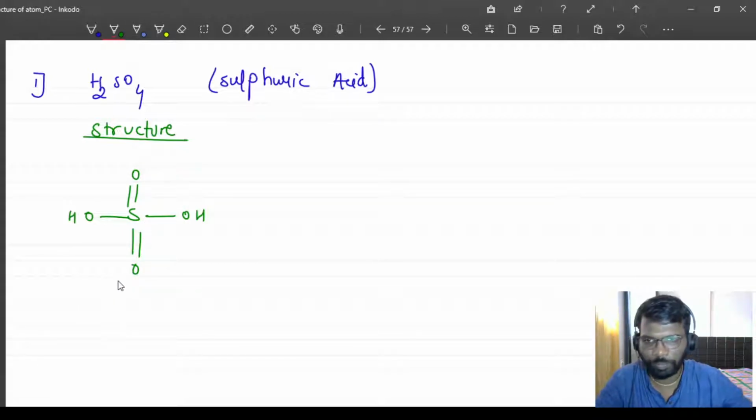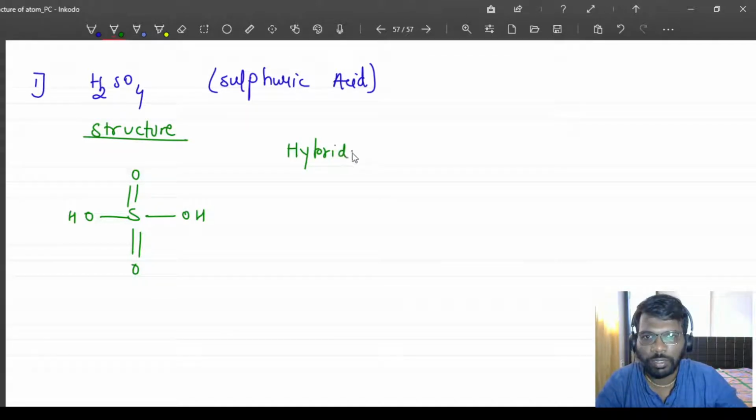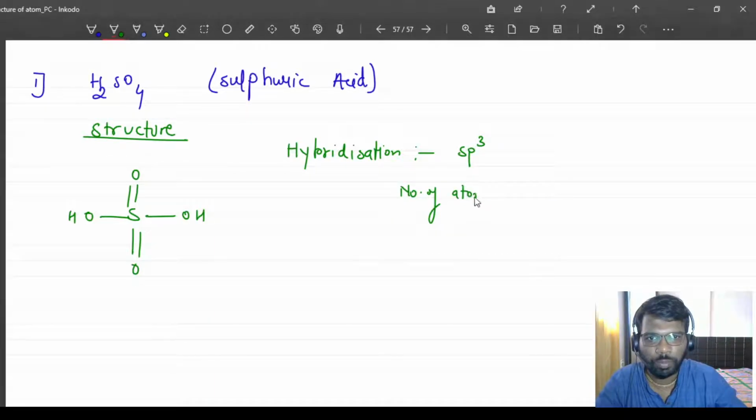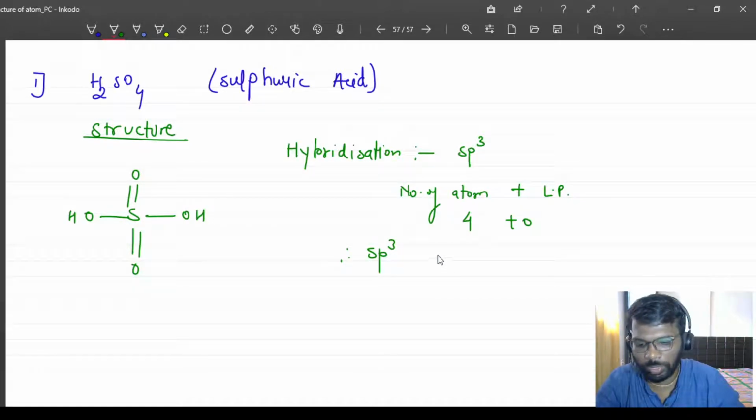Here, if you want to talk about the hybridization, then hybridization is sp3. How? Hybridization is number of atoms connected plus lone pairs of electrons. So number of atoms connected are 4 and there are 0 lone pairs. So the total is 4, no? One is s and 3 are p. So hybridization is sp3.